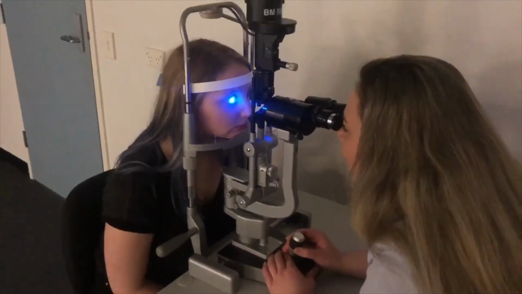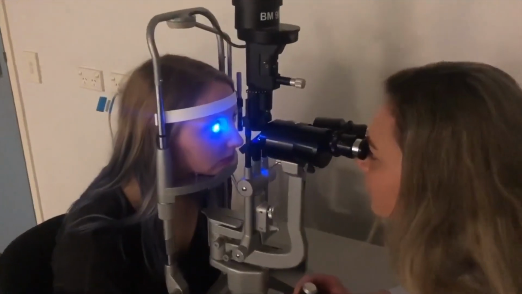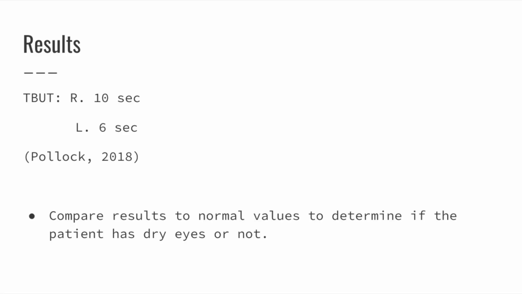From here, it is the student orthoptist's role to count in seconds how long it takes for evident breakup of the tear film to appear. Be sure to remember to record down the results of the patient's breakup time. Within this demonstration, the patient's right eye tear film did not begin breaking up until 10 seconds. However, the left eye's breakup time began earlier, sitting at about 6 seconds.